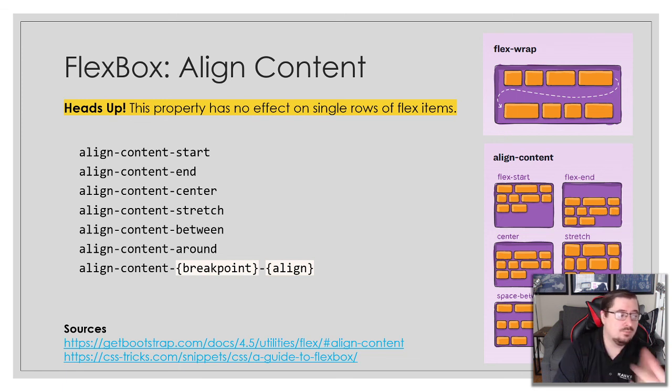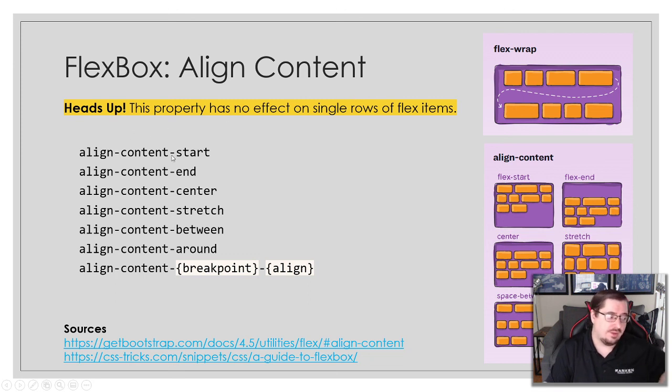Now, we can also set align content. Do be aware that align content only has an effect if you have more than one row of flex items and if you have wrapping on, right? So you have to have wrapping on and have more than one row. So we can do that first. We need to make sure we turn on wrapping to use this.